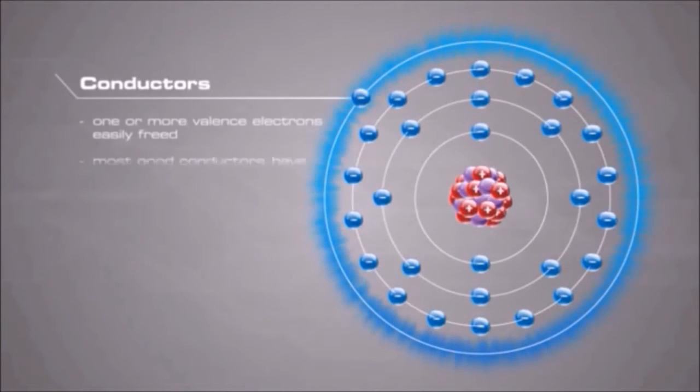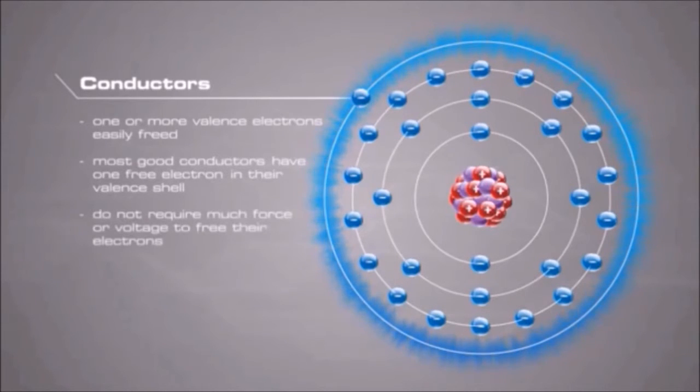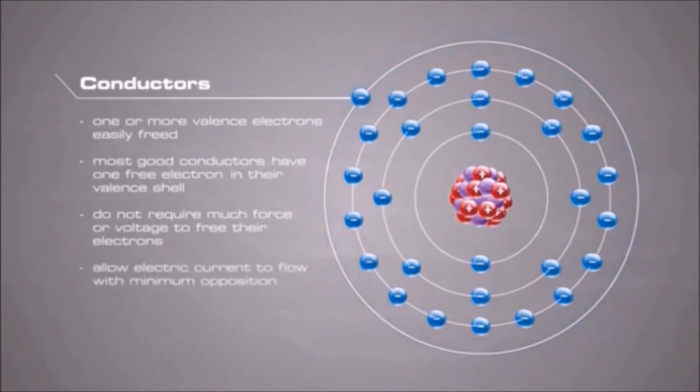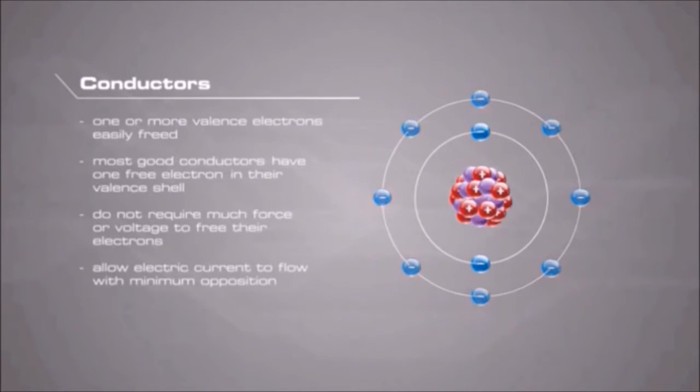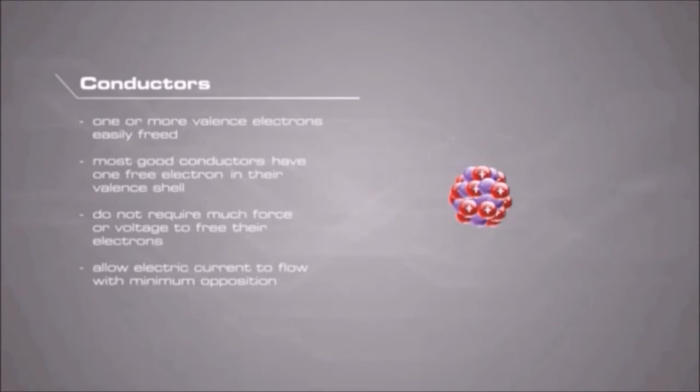A conductor is a material that easily conducts electrical current. A material is a conductor when one or more valence electrons can be easily freed. Most good conductors have one free electron in their valence shell, and they do not require much force or voltage to free their electron and allow current flow.